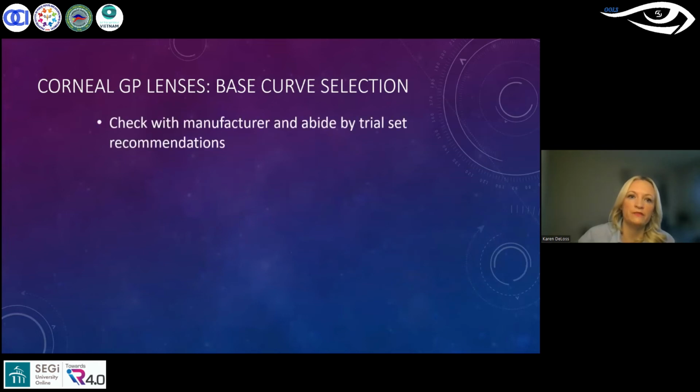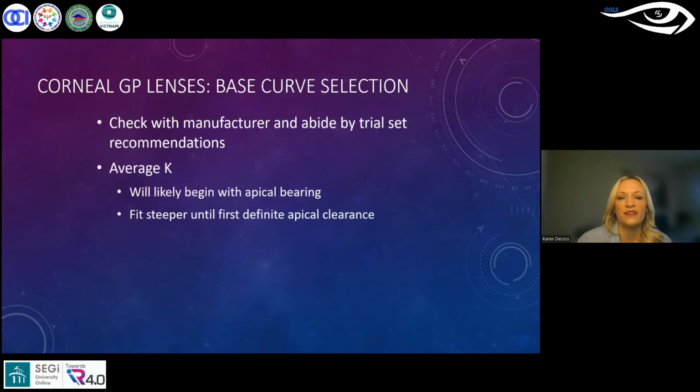Base curve selection. Always, if you're using a gas permeable set, you can just open up that fitting guide. They've done all the work. Use your resources. There are several different philosophies. If you don't know where to start, mid-K.